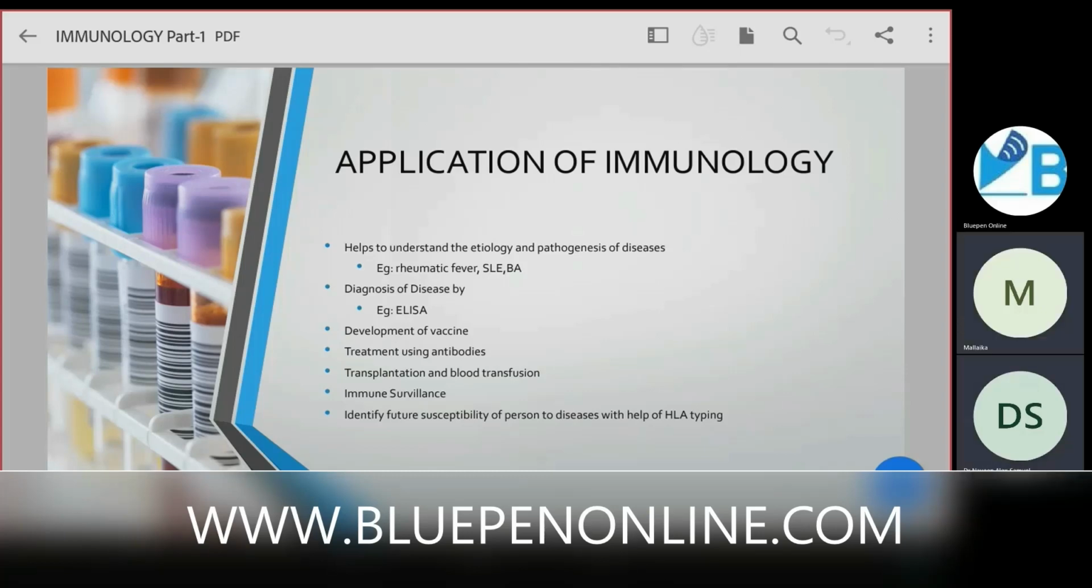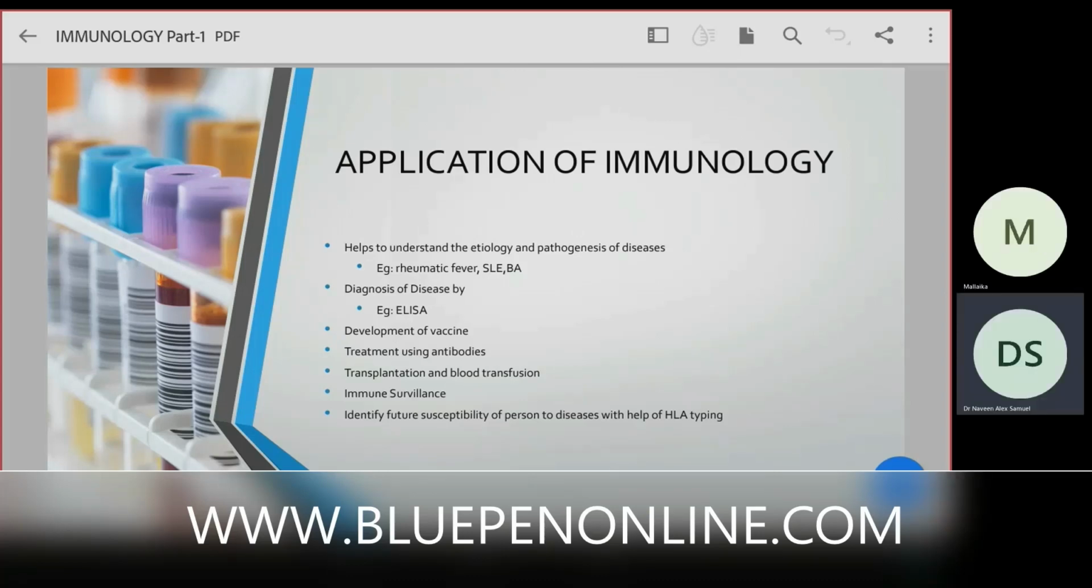Then next, it helps in the diagnosis of the disease also. The test which we do in diagnosis of the disease is the ELISA. ELISA is enzyme-linked immunosorbent assay, that we all know. This laboratory test helps in diagnosing the disease.